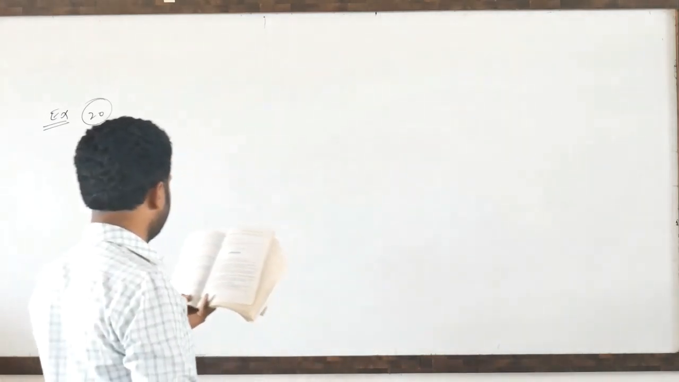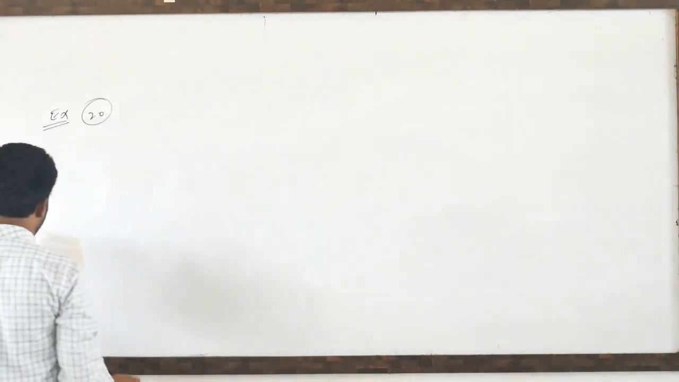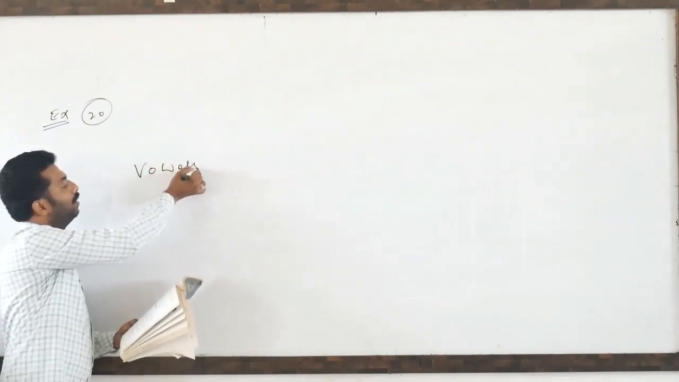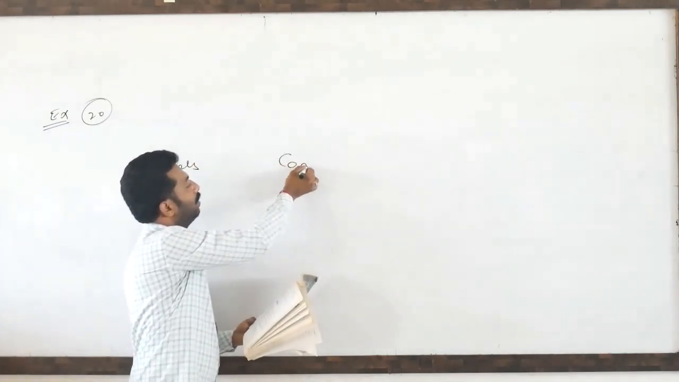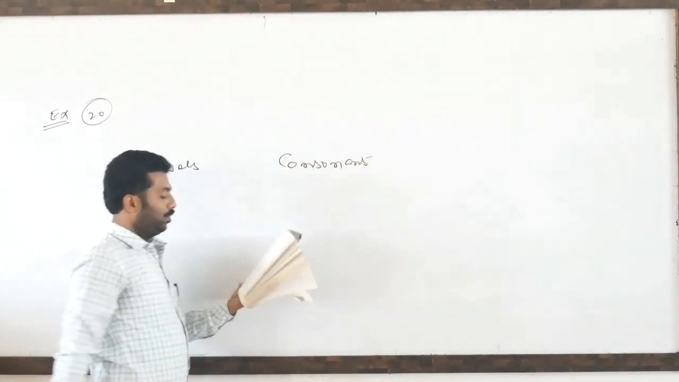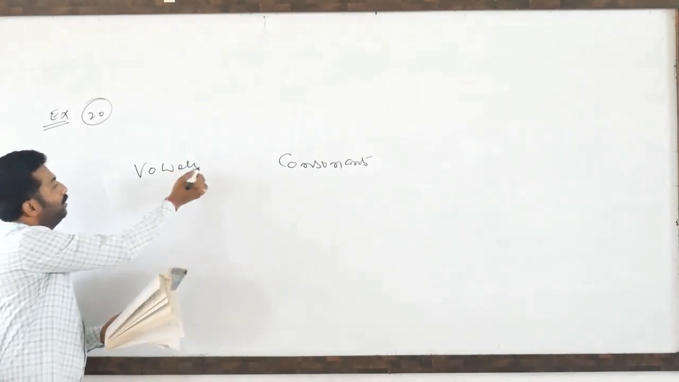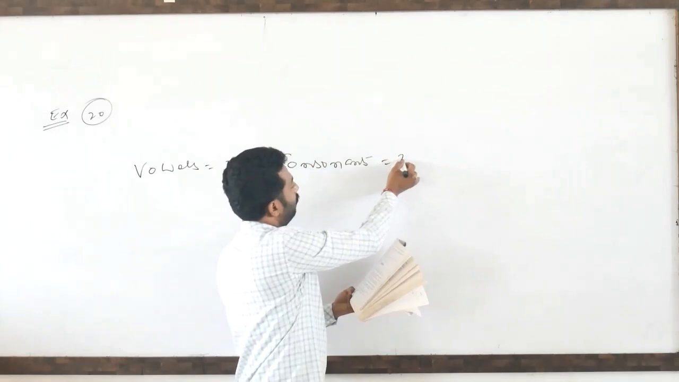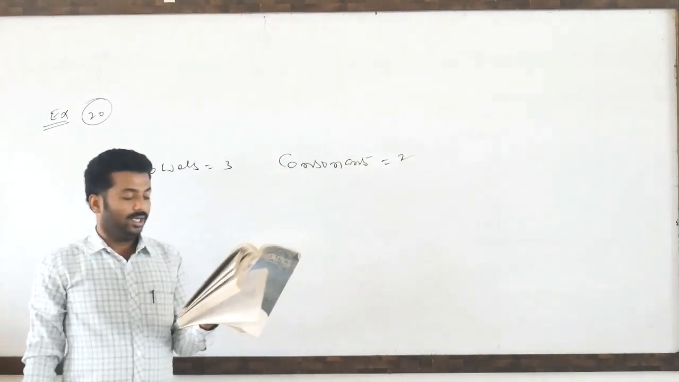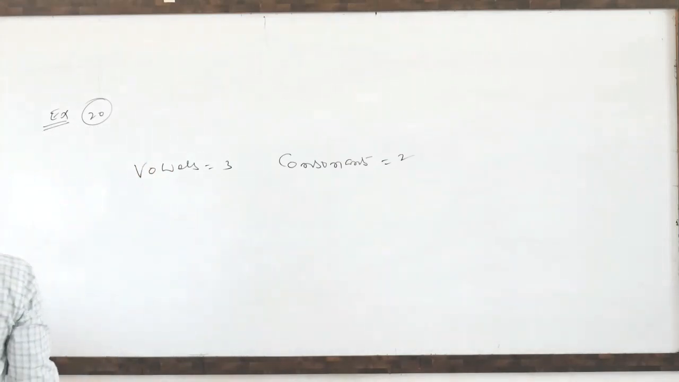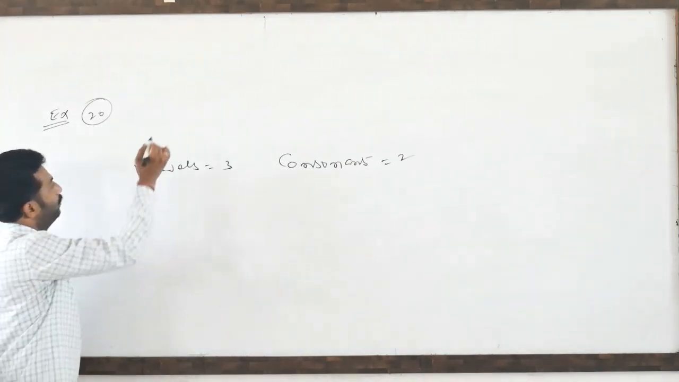each of 3 vowels and 2 consonants. So vowels, consonants. How many vowels will be there? 3 vowels. How many consonants will be there? That is 2 consonants. Can be formed from the letters of the word INVOLUTE.